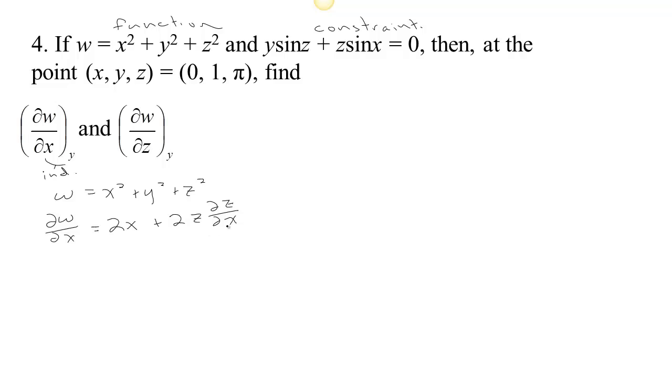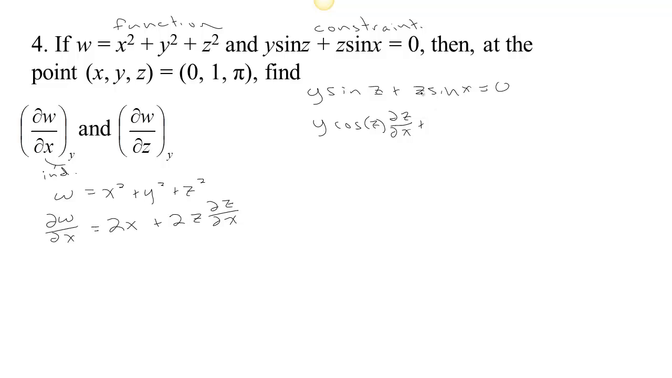Now we just have to find dz/dx, which we can get from our constraint, because our constraint says y sine z plus z sine x equals 0. So if we're looking for dz/dx, let's take the derivative of both sides with respect to x. There are some z's in here, so that would allow us to solve for dz/dx. Actually, y is independent when you change x, so this is just a constant. And then the derivative of the sine is the cosine, evaluated at the inside, times dz/dx.